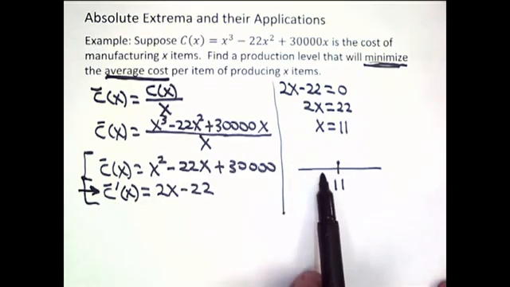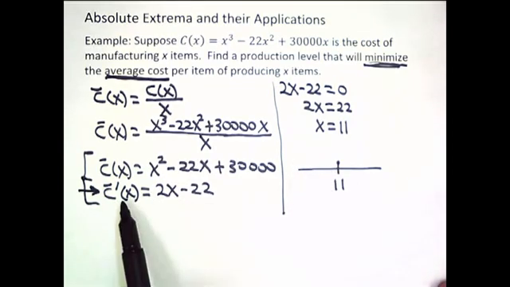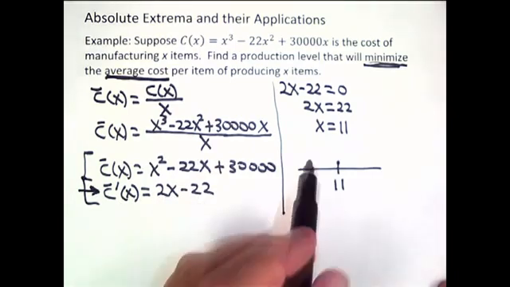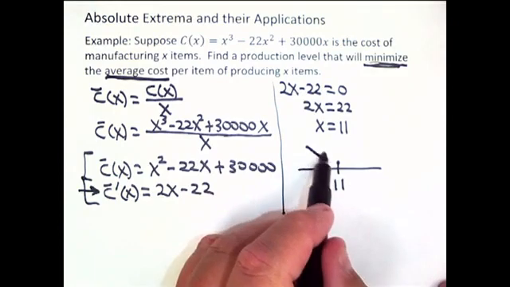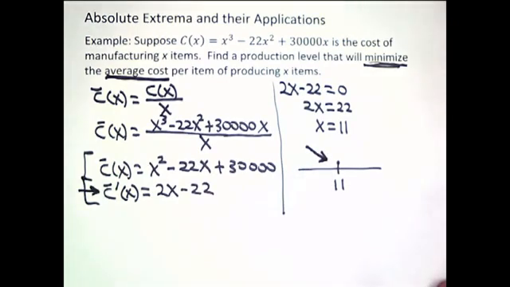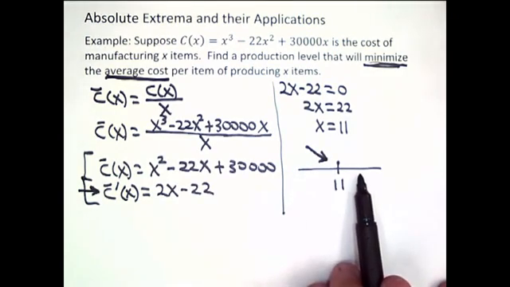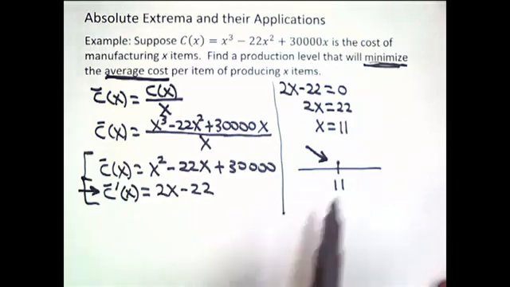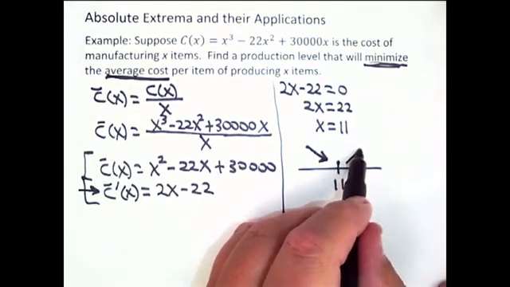If you put, say, for instance, 10 into the derivative, you get 2 times 10 is 20. 20 minus 22 is negative 2. So that function is decreasing to the left. Then you take a number bigger than 11, say 12, plug it in. You get 12 times 2 is 24. 24 minus 22 is positive 2.